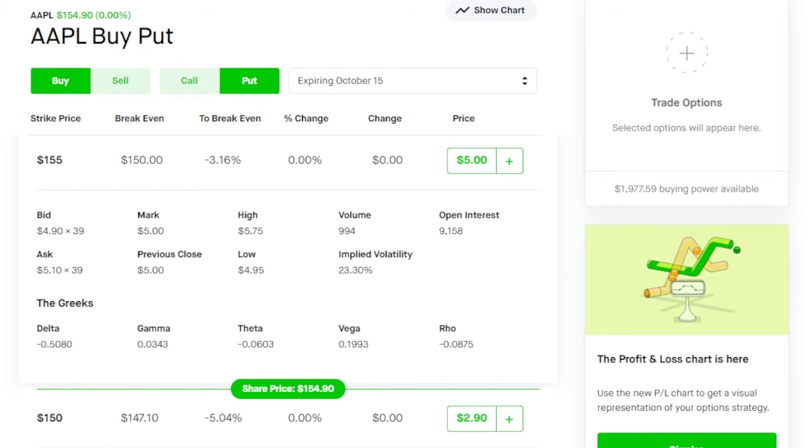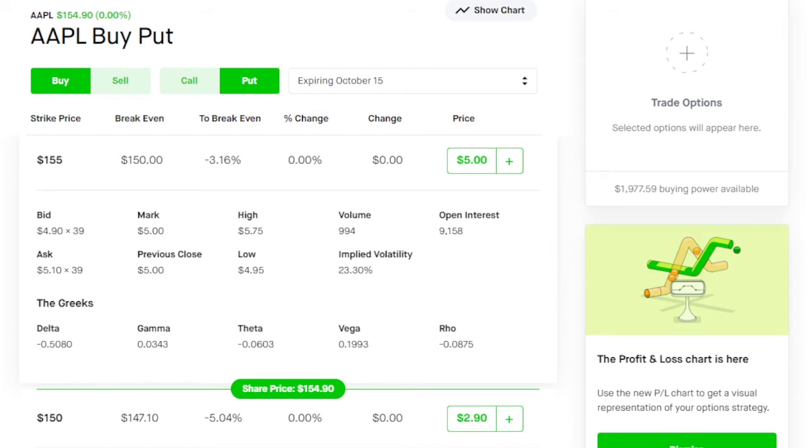Our next Greek is theta, which measures the change in an option price for a one-day decrease in its time to expiration. Theta is essentially time decay, measuring the daily drop in price as you approach that expiration date. In this example, a theta of -0.06 means that all other variables staying the same, this option will be $6 lower in price tomorrow just based on the passing of time.